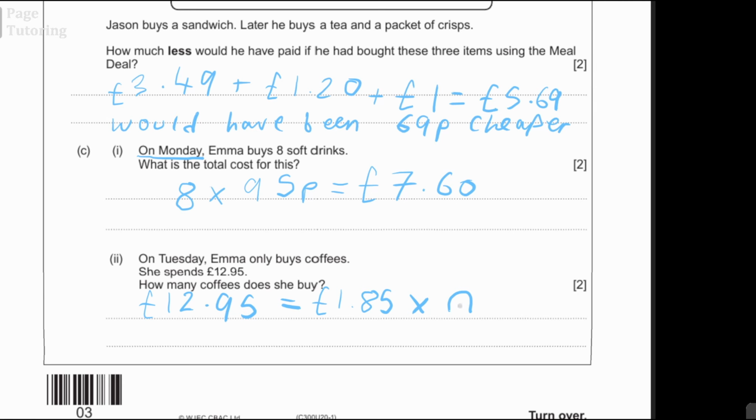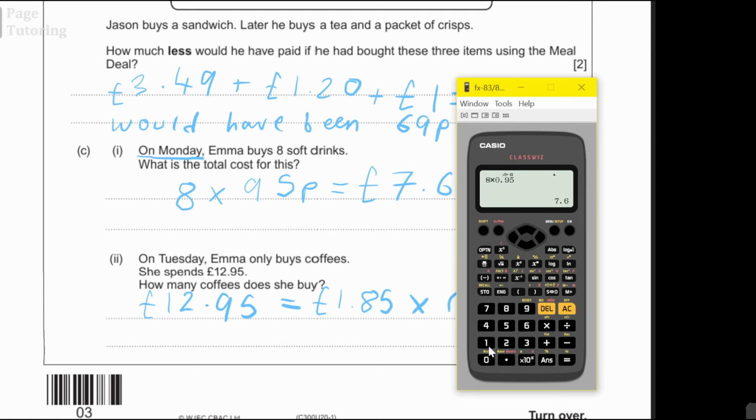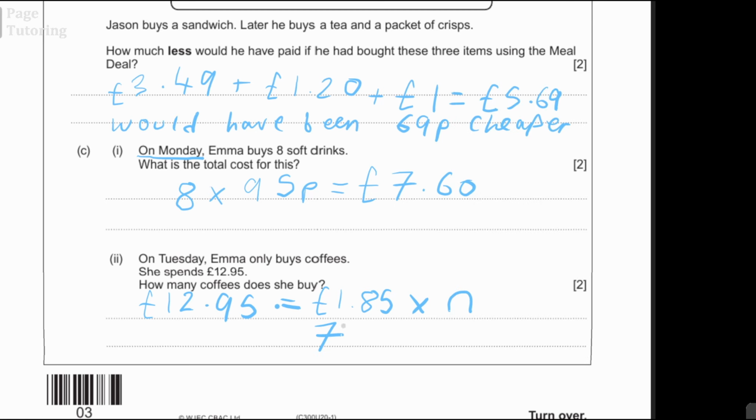But to get what this value of n is, how many coffees she bought, you just divide the final number by the cost of a coffee. Once again, we're just going to plug that into our calculator. £12.95 divided by £1.85. And that comes out with exactly 7. So the answer is 7. She's bought 7, and you can write next to it coffees, so the examiner knows that you mean 7 lots of coffee.